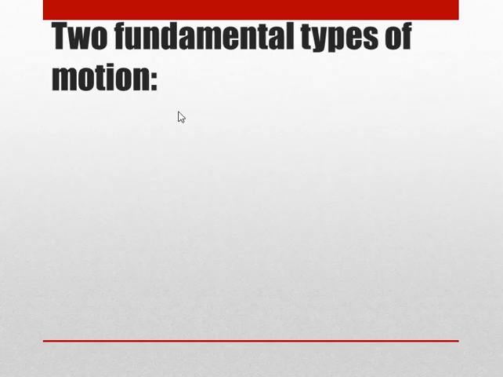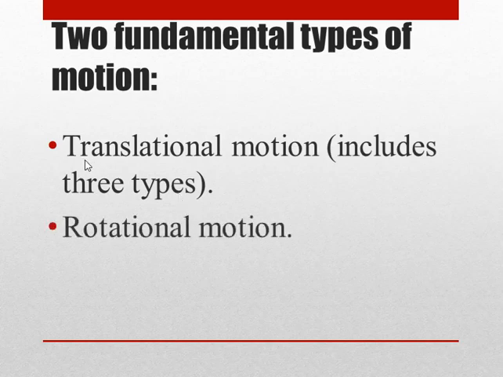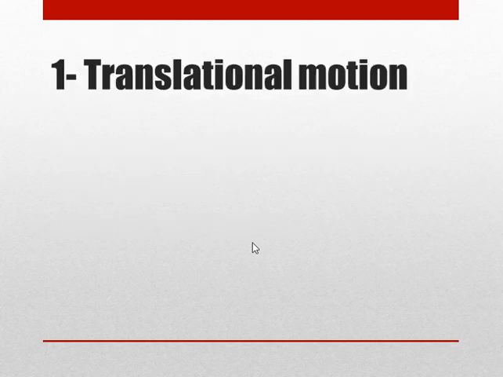The two fundamental types of motion. The first one is the translational motion, and the translational motion includes three types, by the way. The second fundamental type of motion is rotational motion. Let's start with the translational motion.